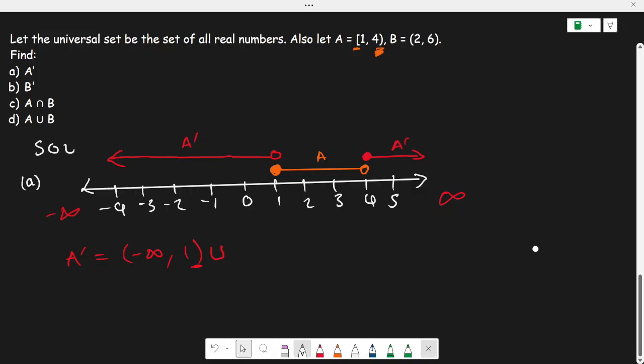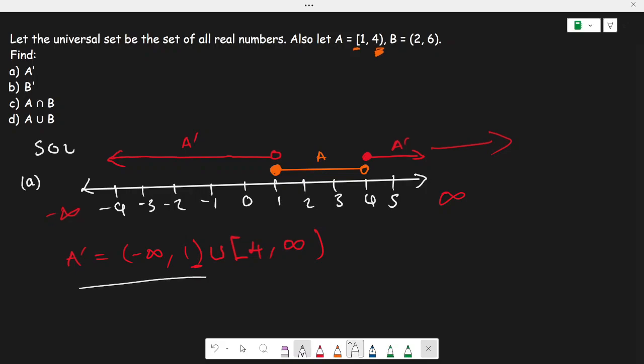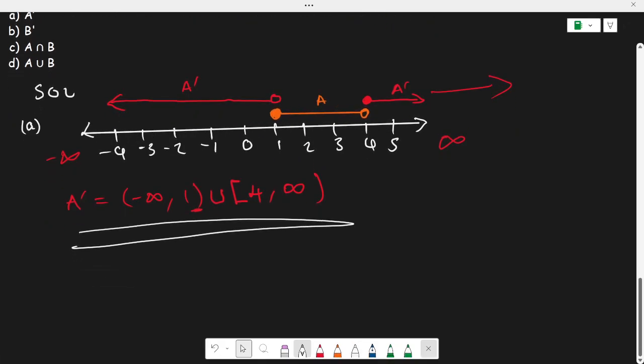And the type of bracket that we are going to have is this one, then 4 comma infinity, since we are just going towards infinity this side. So that is how you find A complement. I hope it was clear and straightforward. I'll be moving on to B. Find B complement.